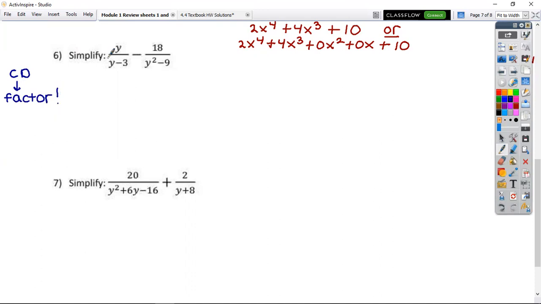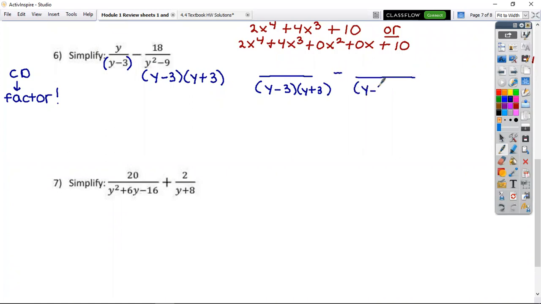That one's all set. I'm going to do this just because, again, sometimes it's helpful. And then y squared minus 9 becomes y minus 3 and y plus 3. So to do the common denominator, I use one of each factor. So my common denominator is going to be a y minus 3 and a y plus 3. Same thing on the other side here. 1 y minus 3 and 1 y plus 3.